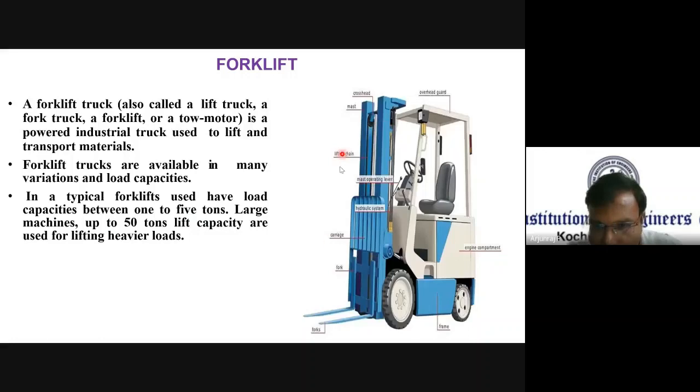You have the forklift. This is the forklift. This forklift is also called a lift truck, a fork truck, or a forklift, where you have a motor, which is used for lifting purposes and also for transporting materials. You can lift the material, and you can also transport it from one place to another. It has the engine compartment, the frame, the forks, this is a fork, the carriage, the lifting chain, this is a chain, and a cabin.